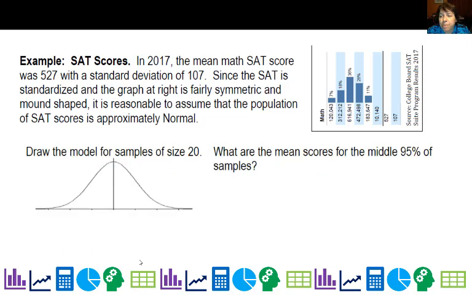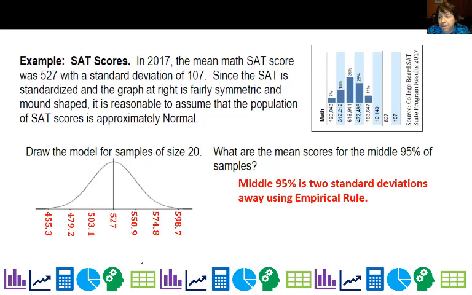So if I were to draw the model, the mean's still in the same place, but now I'm not going as far. You don't even see 600 on this graph. So the mean scores for the middle 95% of samples is 2 standard deviations away, and that would be 479.2 to roughly 574.8. You might say roughly 479 to 575.